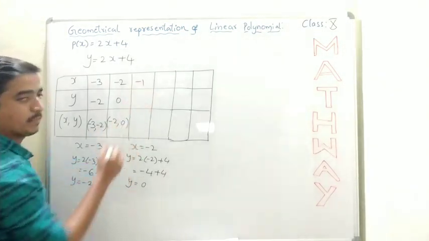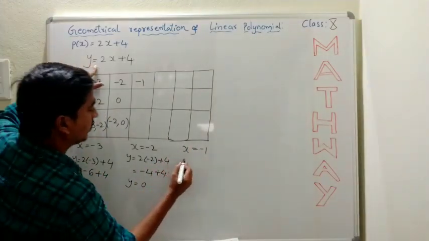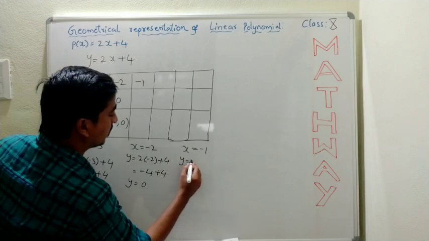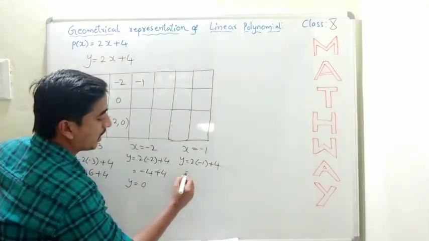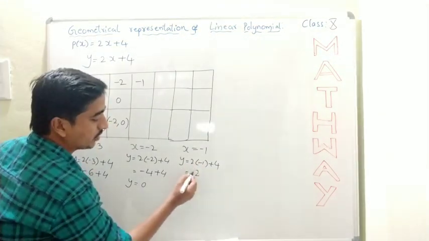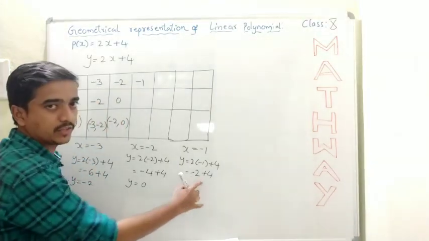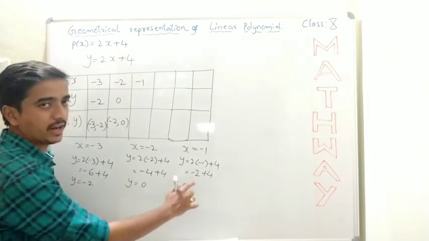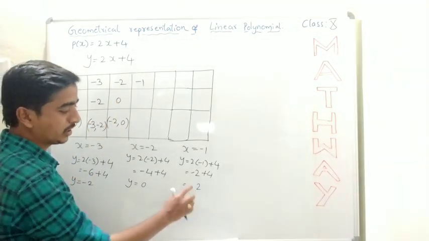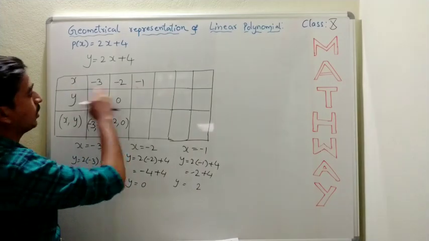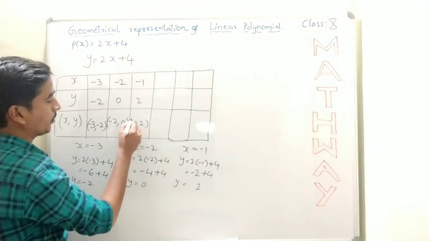Now take the x value as minus 1. Put x equals minus 1 in the given polynomial. Then y equals 2 into x, which means 2 of minus 1 plus 4. 2 into minus 1: 2 ones are 2, and the negative sign is there, so it is minus 2 plus 4. Subtract 4 minus 2, which is 2, and the bigger number 4 has a positive sign, so it is plus 2. When x equals minus 1, the y value is 2. The coordinates are minus 1 comma 2.